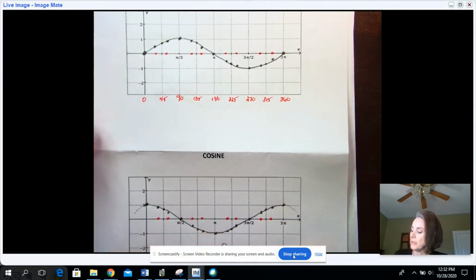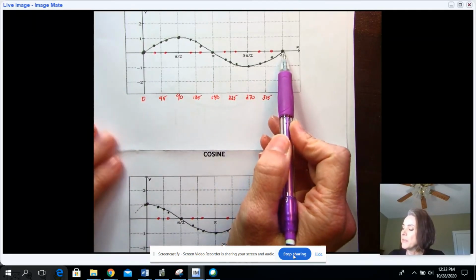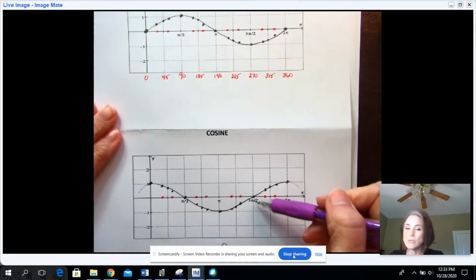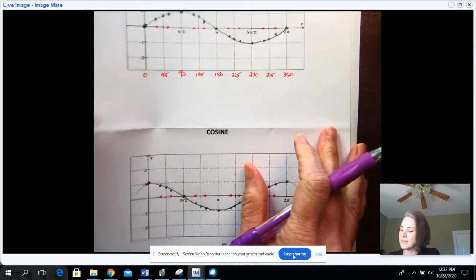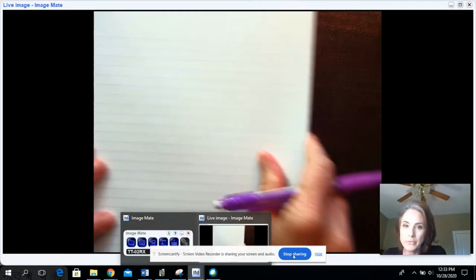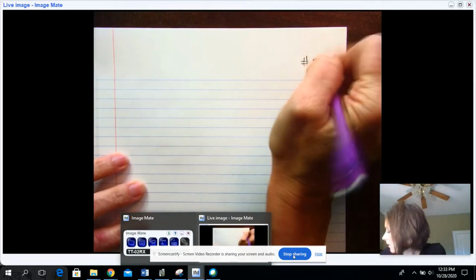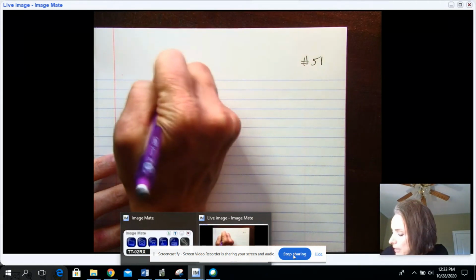So that's sine and cosine with several angles. All we really need to know are the main ones, which would be 0, 90, 180, 270, and 360. So if we figure out the main sine and the main cosine, then we can graph basically any angle that we want. So now here's the beginning of your notes. This is going to be number 51. We're going to graph sine and cosine.